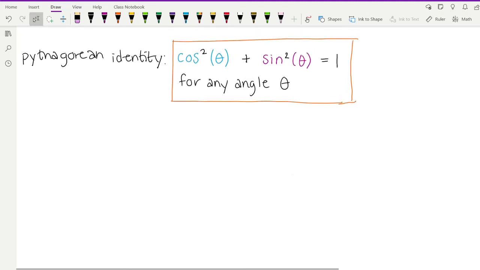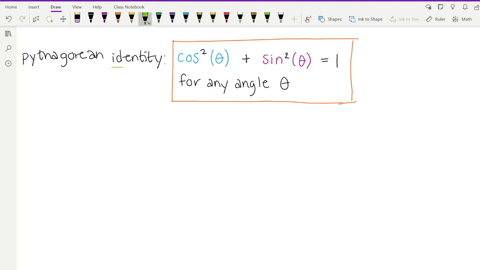So we're going to learn a bunch of other things that are also referred to as identities, and I'll explain what that word means in a second. We're going to learn a lot of different identities later on in the class. This is probably the most important one. This is something you're going to want to have memorized, although I wouldn't really think of it as memorization. It just comes from the unit circle equation and the definitions of sine and cosine.